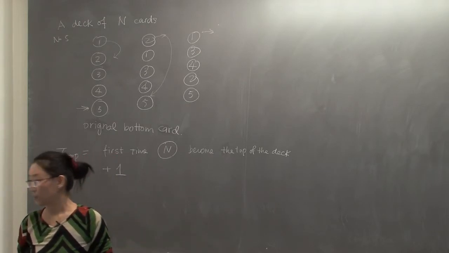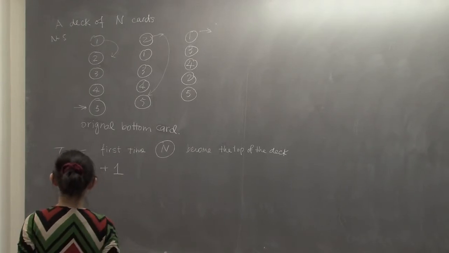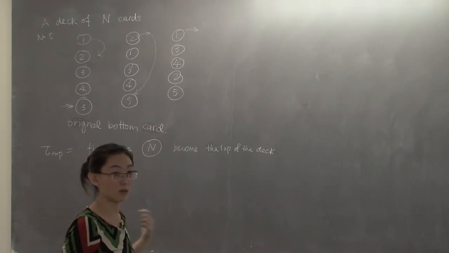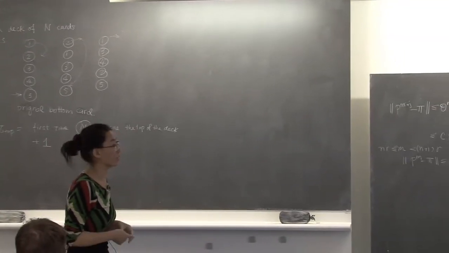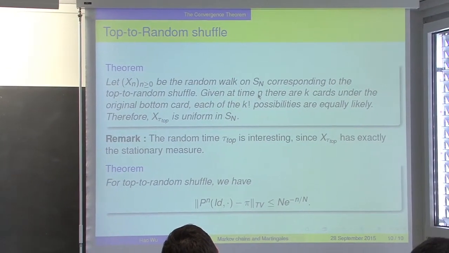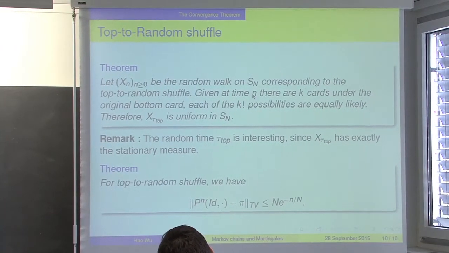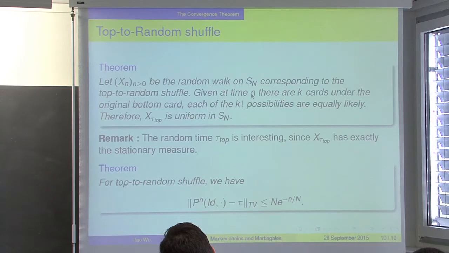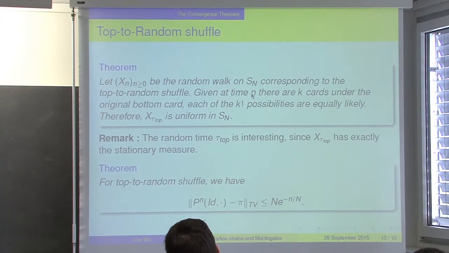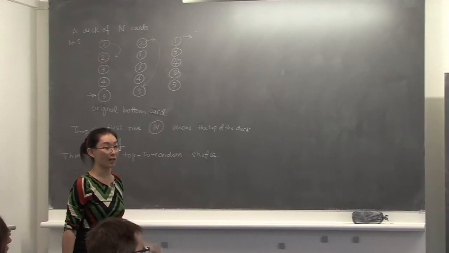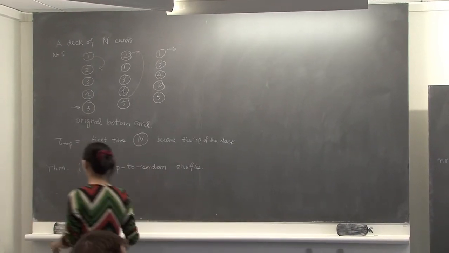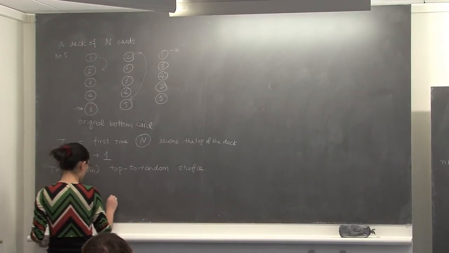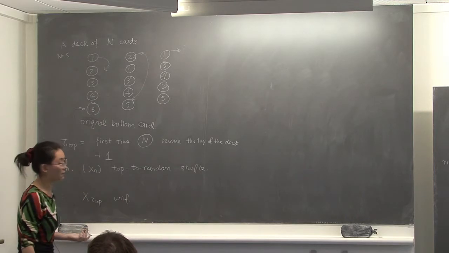And in fact, I tell you that this answer to the simpler question is also the answer to the original question. So this is also the time we need to wait until we get a uniform deck. So the theorem says, if this Xn corresponds to top to random shuffle, and we define tau top in this way, so it is the first time that the original bottom card becomes the top of the deck, plus one. At this time, the whole deck, X tau top, is uniform. Or another way, every card is uniform in this deck.